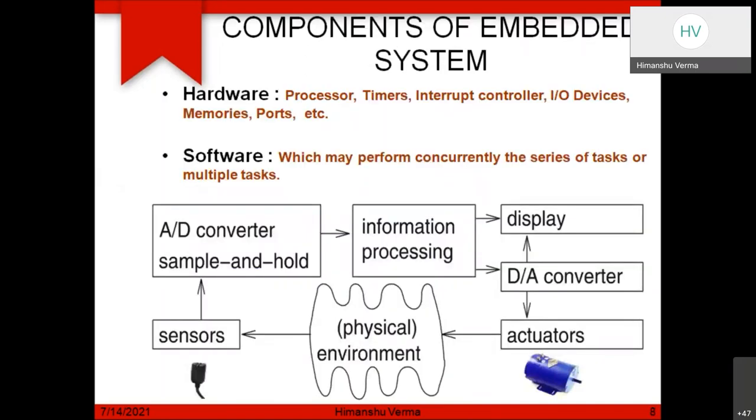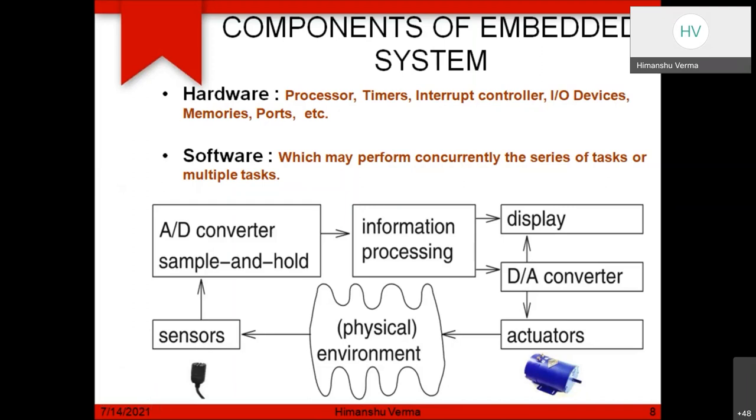Now if we talk about the components of the hardware of embedded systems, of course we have processors here, maybe microprocessors, mostly microcontrollers. There are timers, interrupt controllers, input output devices, memory, and ports so that we can connect other devices as well. These are the components.